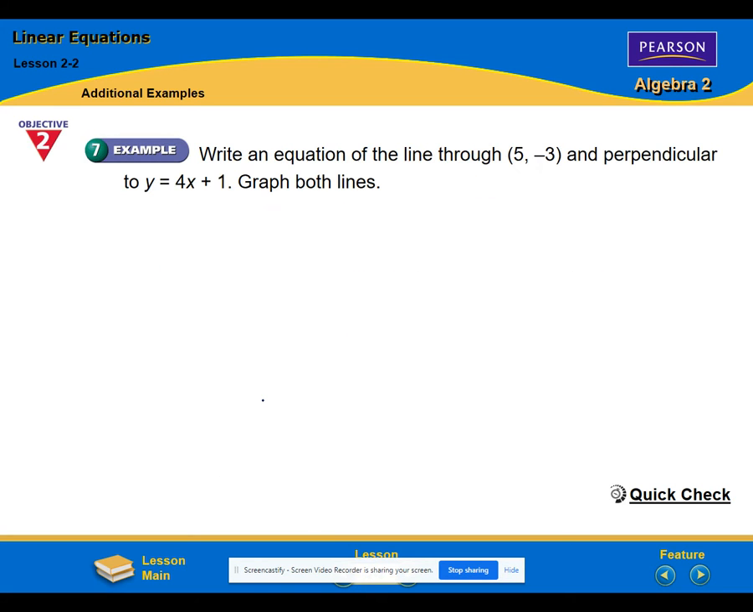Similar example, but using the word perpendicular. Write an equation of a line that passes through (5, -3), and is perpendicular to y equals 4x plus 1, and then graph both lines. I'll just show you what the graph looks like, but let's go ahead and do the same thing. Again, you can pick out the 4, and we're going to plug this into point-slope form. Remember, point-slope form is this.